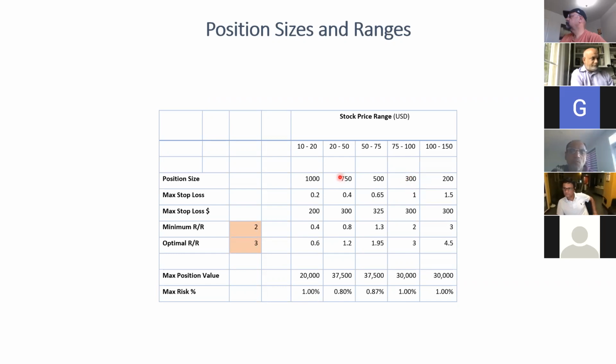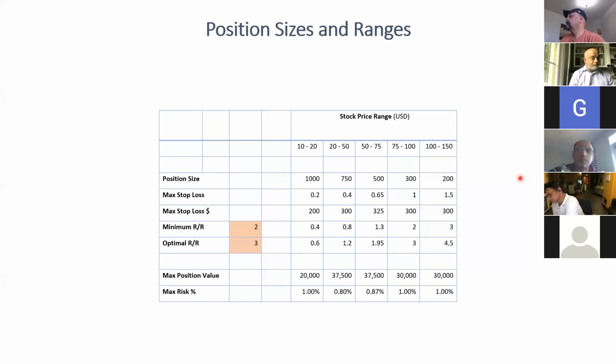For example, if the stock is $20, I'm going to buy 750 shares. If the stock is between 10 and 20, I'm going to buy thousands. If it is above 100, then I'm going to buy 200 shares. Okay. But a very important thing to consider, and it has to be part of your trading plan.